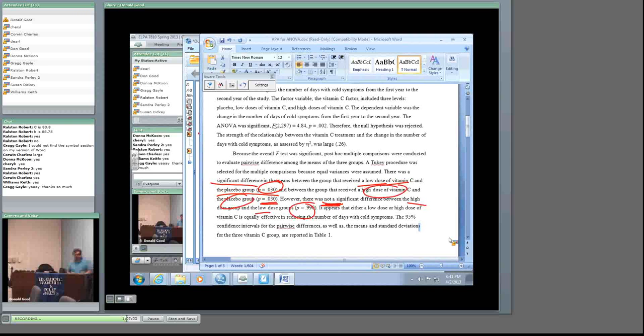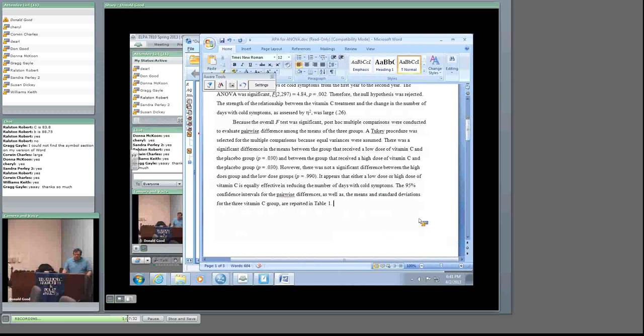So now I'm going to move into my plain English sentence and say, it appears that either a low dose or high dose, and you can say it however you want to, some vitamin C seems to be about equally effective. I'm a little bothered by the causal word effective, but that's okay for here. And I make reference to a table including confidence intervals. Now, I didn't point it out, but you notice that part of the output, I get confidence intervals. So I report those confidence intervals.